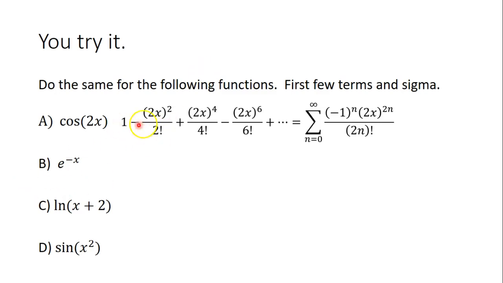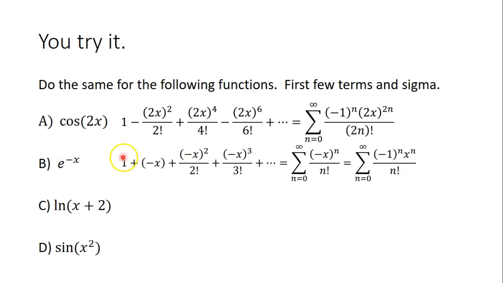So for e to the negative x, same deal as for cosine 2x. I'm going to replace all the x's with negative x. So we have 1 plus, now it's negative x, then negative x squared, then negative x cubed. So all it is is negative x to the nth power. I replaced the x in the sigma as well, just with the negative x. That's all you have to do. Or you could make it alternate, so negative 1 to the n would make it alternate every other, because all the odd exponents are going to make it negative, all the evens are going to make it positive, and then you have x to the n over n factorial.